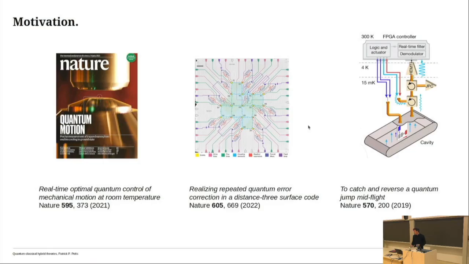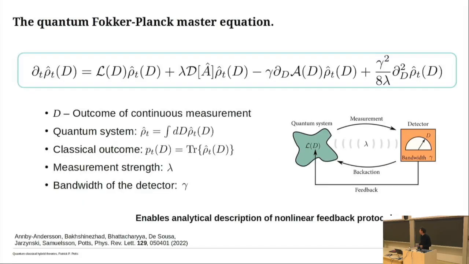And one of my contributions to this field was the development and derivation of the equation that I show you here, which we call the quantum Fokker-Planck master equation. And so this equation describes systems that are continuously measured and undergo feedback, and in certain cases it enables analytical solution for problems where before there weren't really any techniques to get to these analytical results, right?